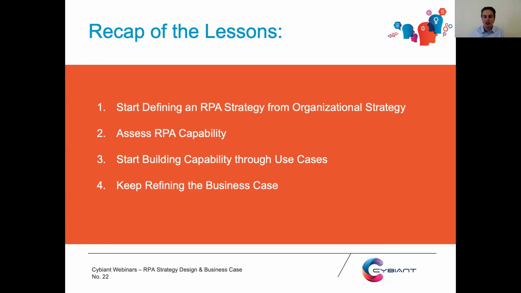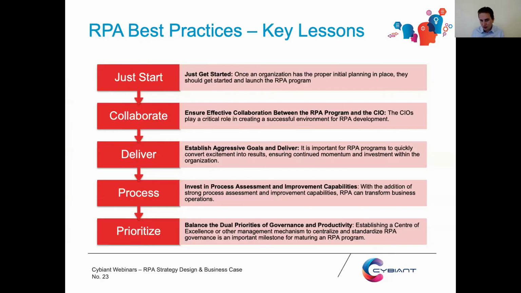And then we started looking at how we build capability through use cases, and that building capability is basically a cycle of doing more use cases in order to build up your capabilities over time. And then last but not least, we talked about the need to keep refining your business case, and that a business case becomes more complex the larger your RPA implementation becomes. So these are the 4 lessons.